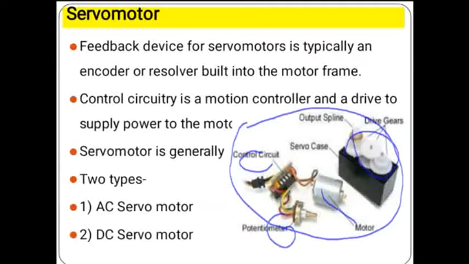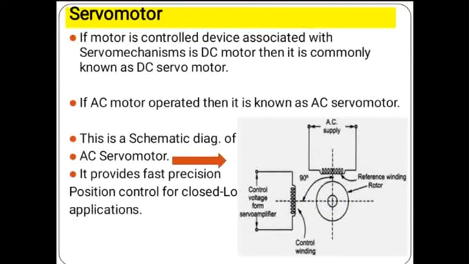The servo motor is generally of two types. One is the AC servo motor and the second one is the DC servo motor. If the motor in the control device associated with the servo mechanism is a DC motor, then it is commonly known as a DC servo motor. And if we are operating an AC motor, then it is known as an AC servo motor.